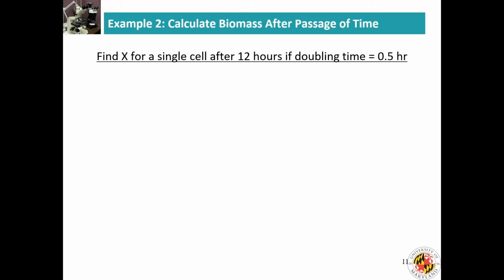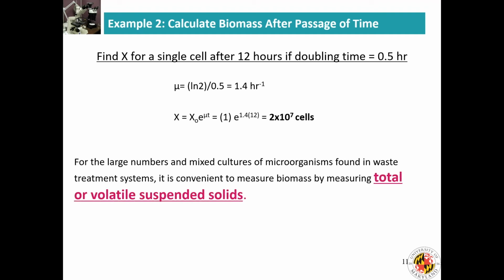This is the second example, so we're going to find X for a single cell after 12 hours with a doubling time of 0.5 hour. We can calculate the mu and then calculate the cell number based on the equations that we had before. But obviously, for a wastewater treatment plant, it's very hard to use just cell numbers. We use biomass, and the biomass is usually measured using the total suspended solids or volatile suspended solids in the wastewater.